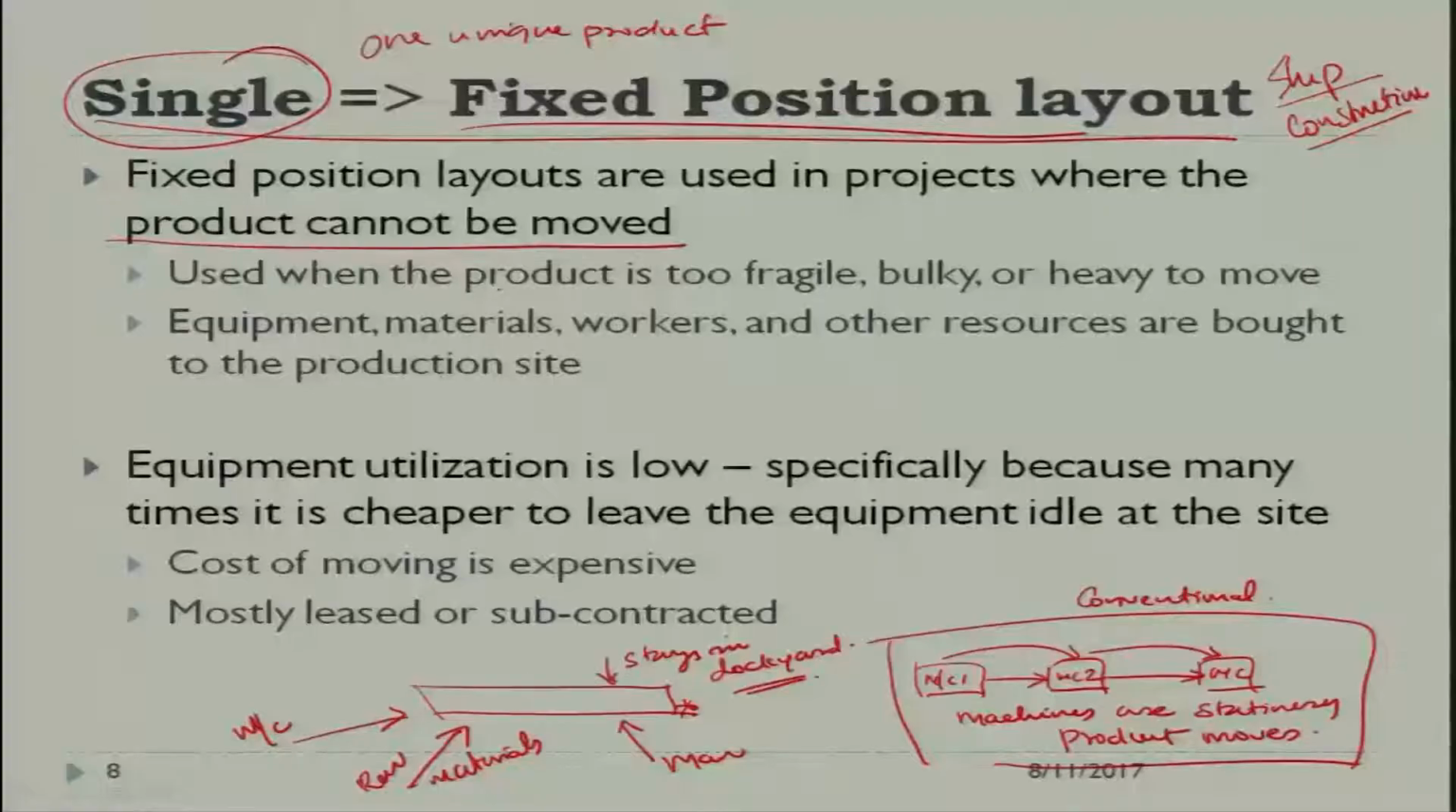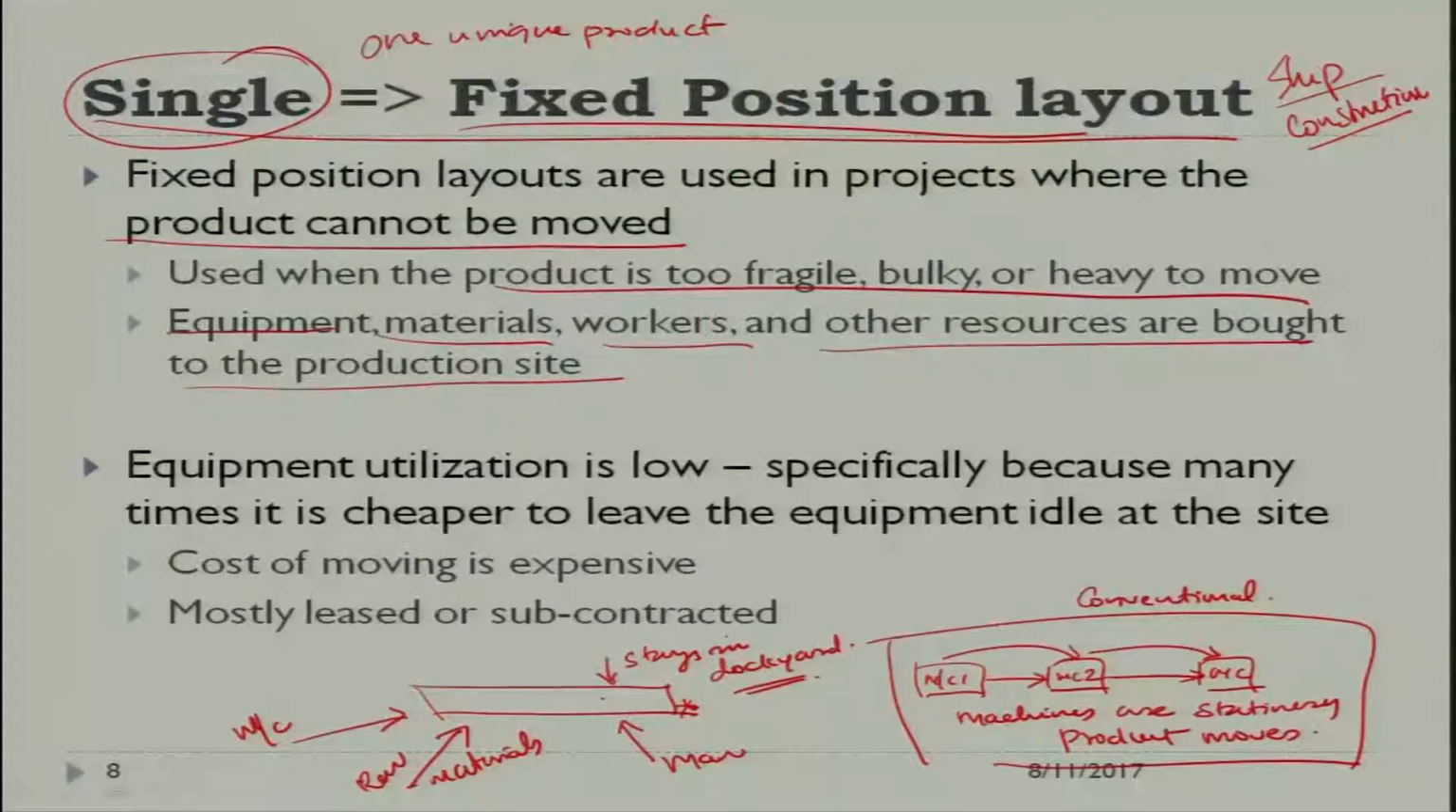It is usually used when the product is too fragile, bulky or heavy to move. Okay. So, in the fixed position layouts, the products are big products, and the equipment, the materials, the workers and other resources are brought to the production site. So, all these resources typically travel to the product.